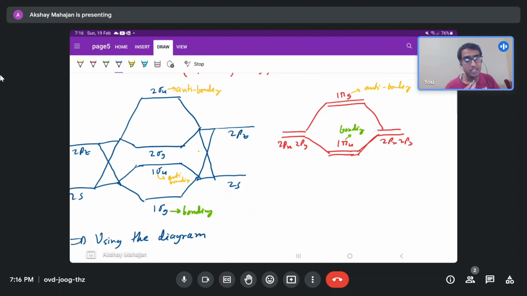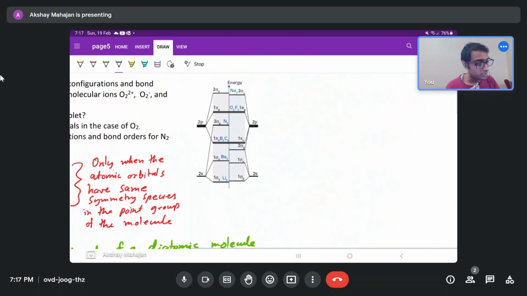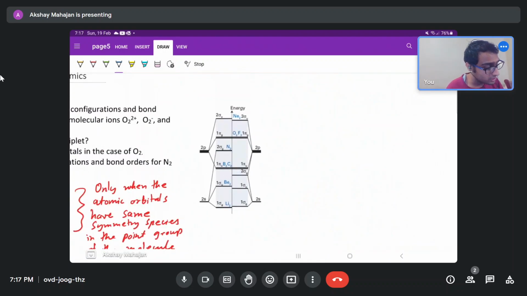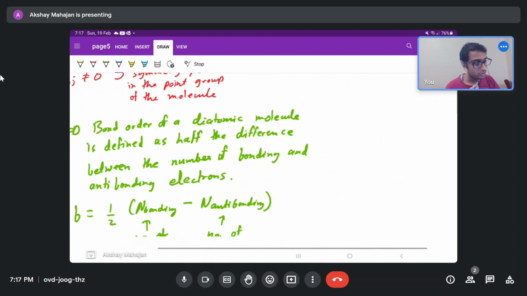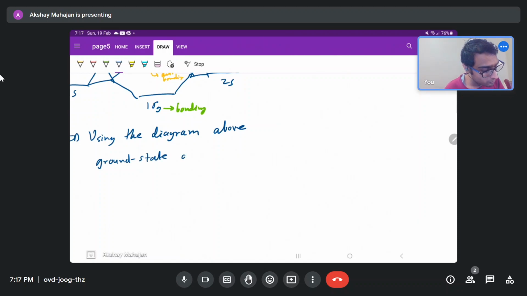The only thing that we can't tell from here is where these pi orbitals will go relative to the energy levels of the sigma. For that we have to do some experimental calculations, and that is given in the diagram above. So using the diagram above, the ground state of the O2 molecule, you can write the ground state.